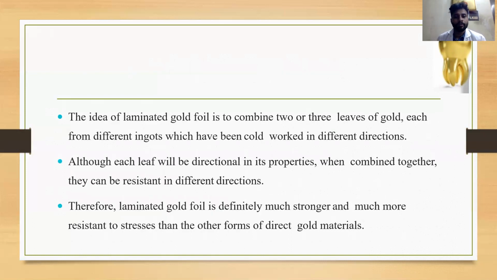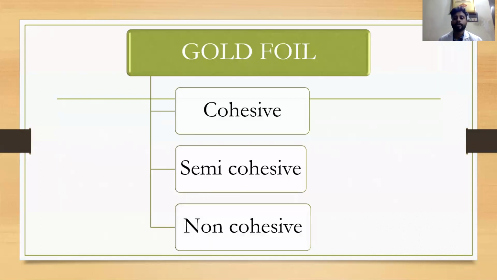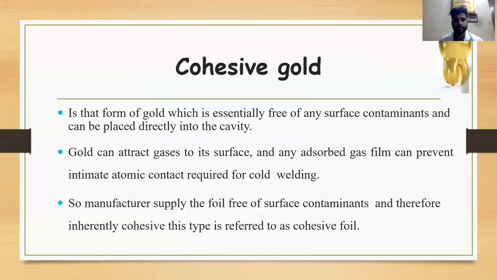The idea of laminated gold foil is to combine 2 or 3 leaves of gold, each from different ingots, which have been cold worked in different directions. Although each leaf will be directional in its properties, when combined together, they can be resistant in different directions. Therefore, laminated gold foil is definitely much stronger and much more resistant to stresses than the other forms of direct gold materials. So gold foil further comes in 3 forms, which are cohesive, semi-cohesive, and non-cohesive.